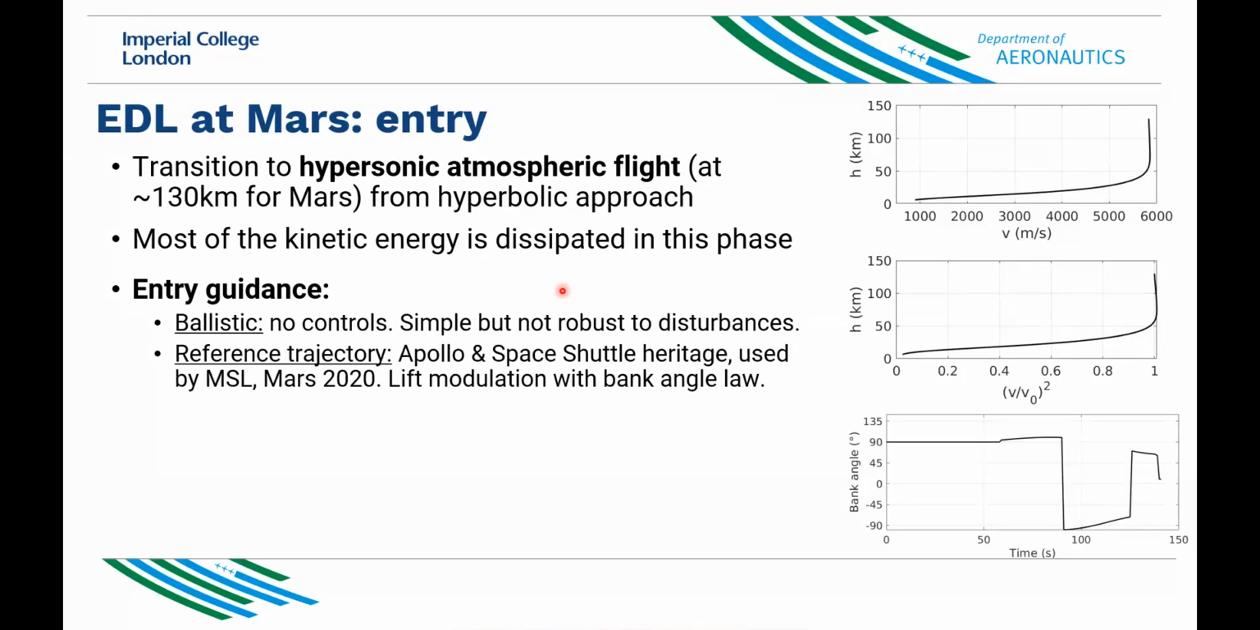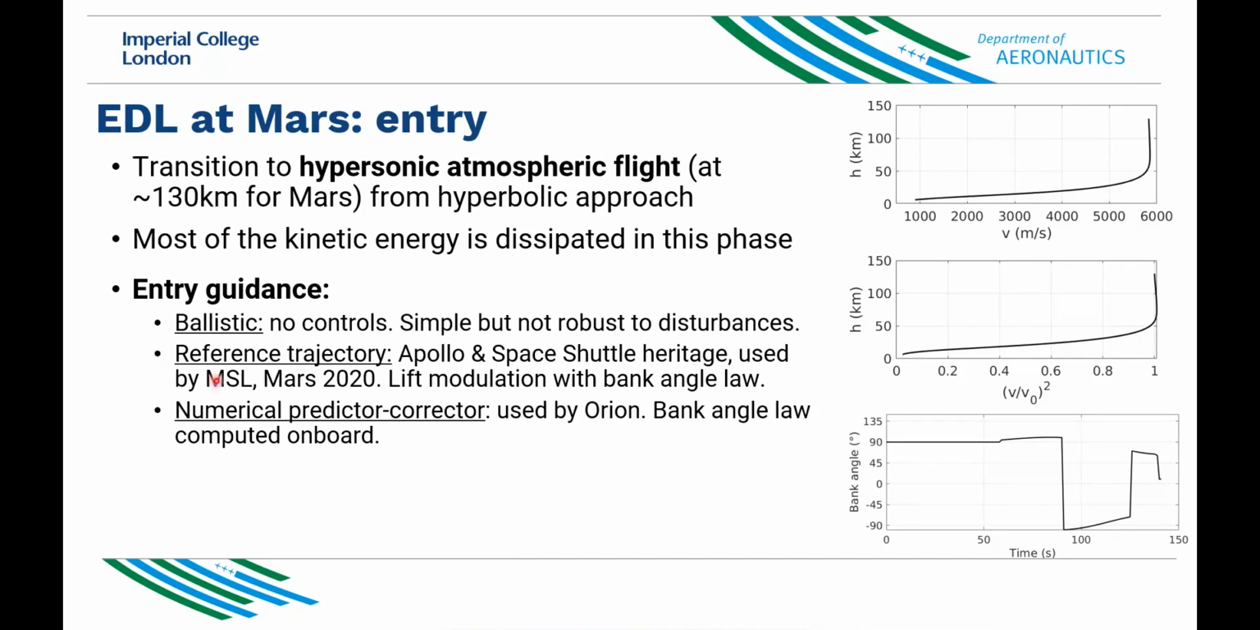Another option that was first used by the Mars Science Laboratory, which landed the Curiosity rover in 2012, is to use a lift modulation control with a bank angle law. And essentially what this means is that we impose some kind of target for the onboard guidance, for instance, a target range, and the vehicle has to dissipate the kinetic energy by doing S turns during the entry, while trying to achieve this final range target. This is based on trying to follow a reference trajectory during the entry that's pre-computed before the mission.